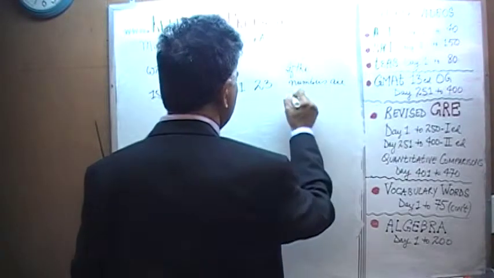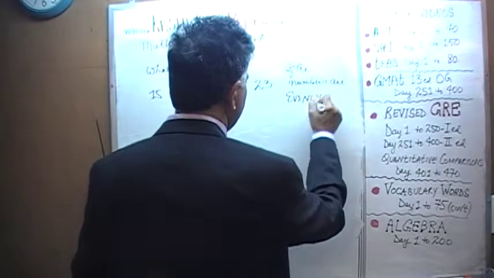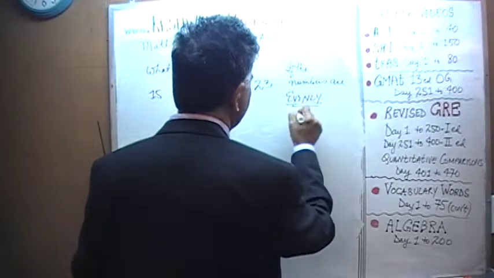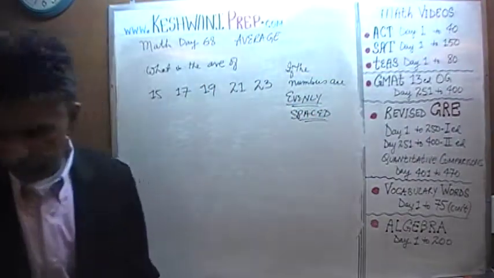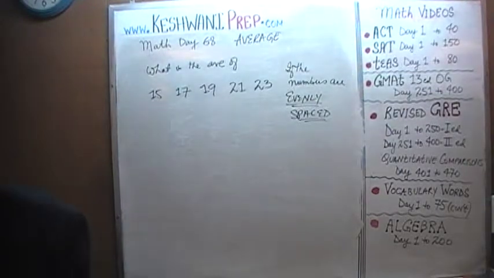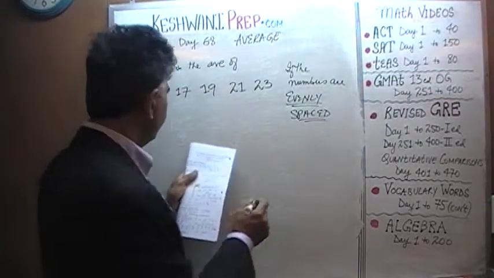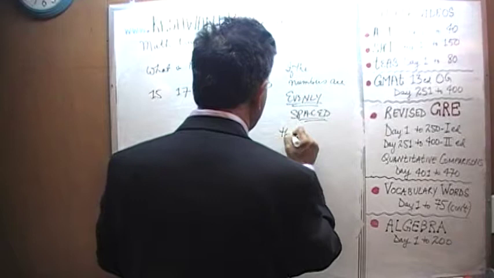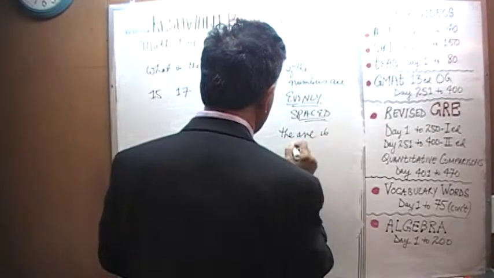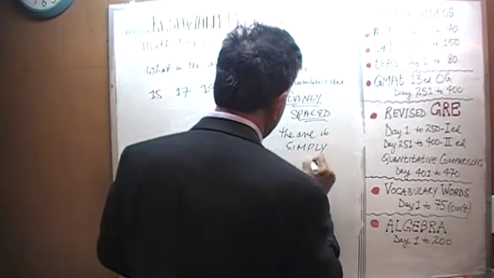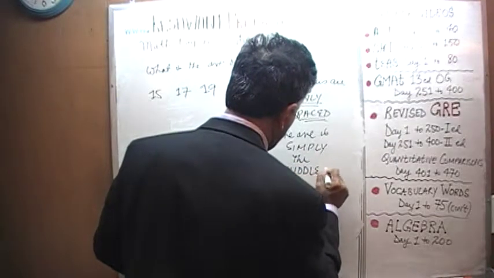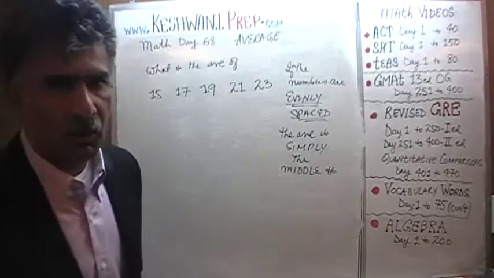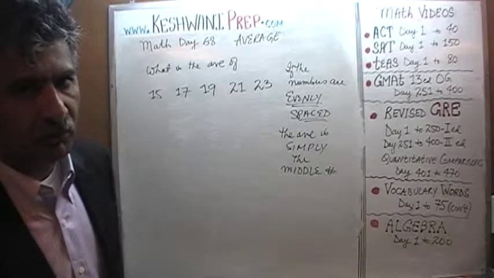If the numbers are evenly spaced, that's how we say it. If the numbers are evenly spaced, as long as the numbers are evenly spaced, the average is simply the middle number. As long as they're evenly spaced, the average is always going to be just the middle number.